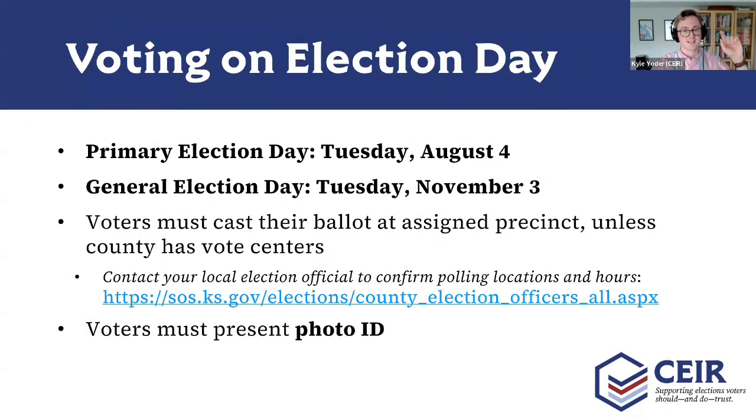We'll talk about that in just a second because the same thing is true for voting on election day. Voting on election day is also an option for voters in Kansas. That election day for the primary is Tuesday, August 4th again, and the election day for the general is Tuesday, November 3rd. Voters in Kansas must cast their ballot on election day at their assigned precinct unless their county has vote centers. So voters should contact their local election office to confirm their polling location and hours in their state if that information is not readily available to them.